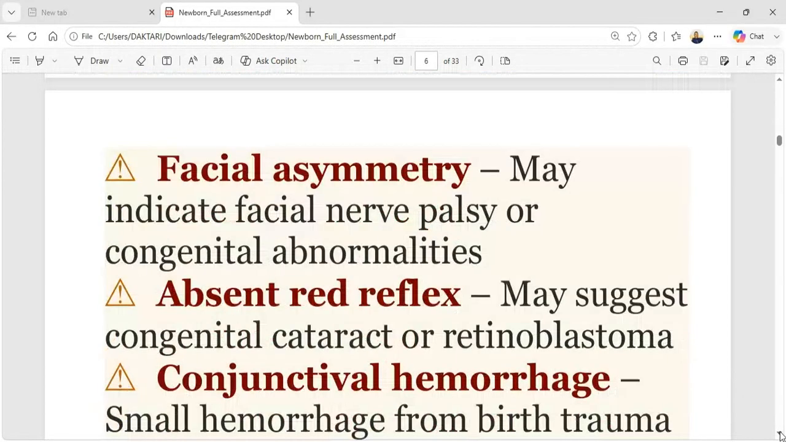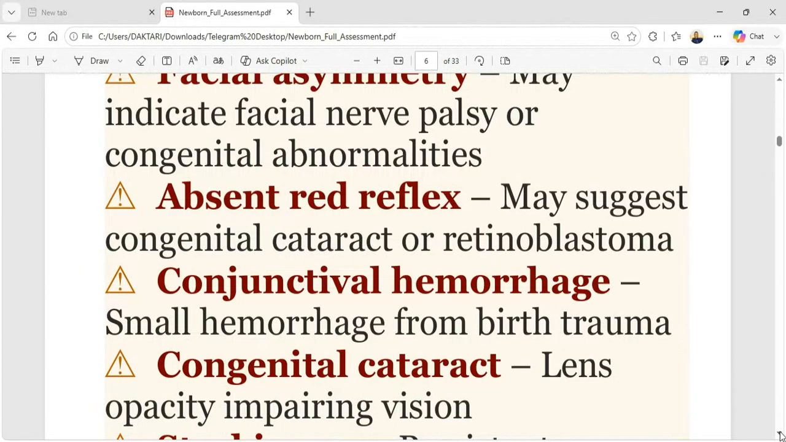So what are the abnormal findings? Facial asymmetry: you can see the face is not equal on both sides, left and right. One side might be slanted or drooping, lacking control. One side may look fine, like a smile on one side, or the eye closing on one side. This may indicate facial nerve palsy or other abnormalities. Absent red reflex may suggest congenital cataract or retinoblastoma. For the red reflex, we flash a light on the eyes and we can see the red color on the pupil. It's supposed to be there. If not, congenital cataract or retinoblastoma can be indicated.